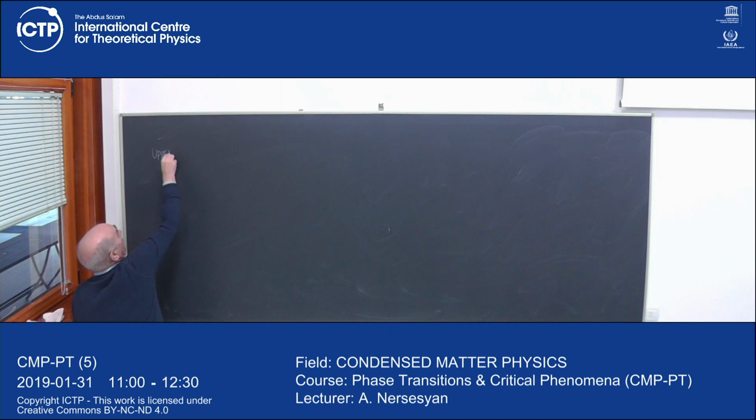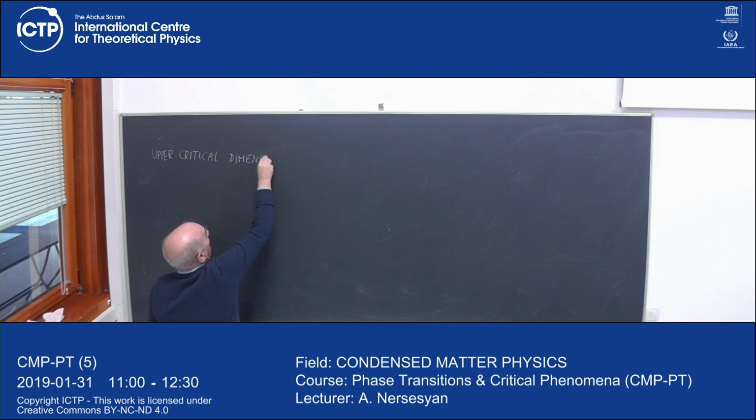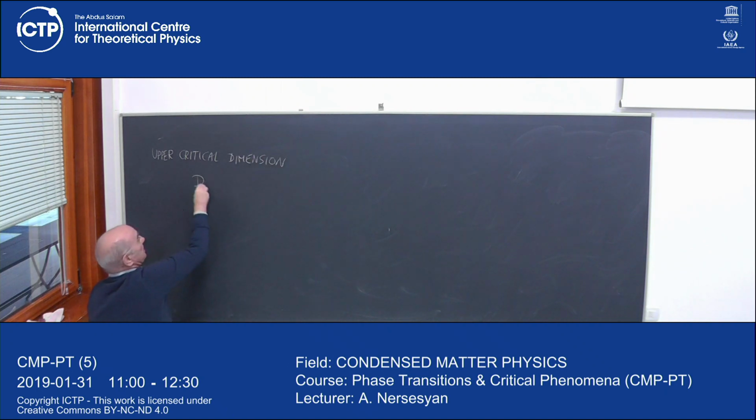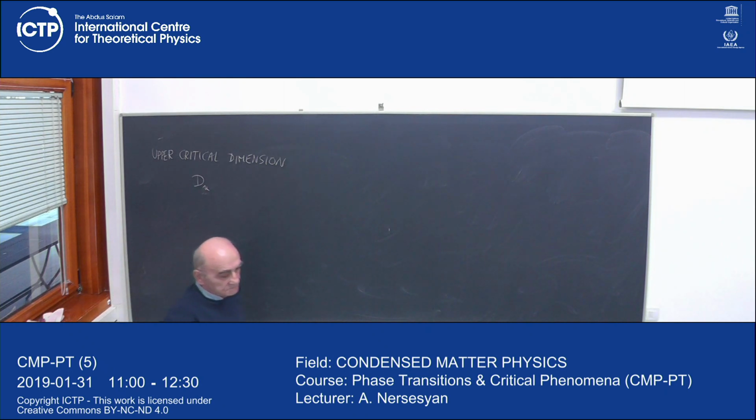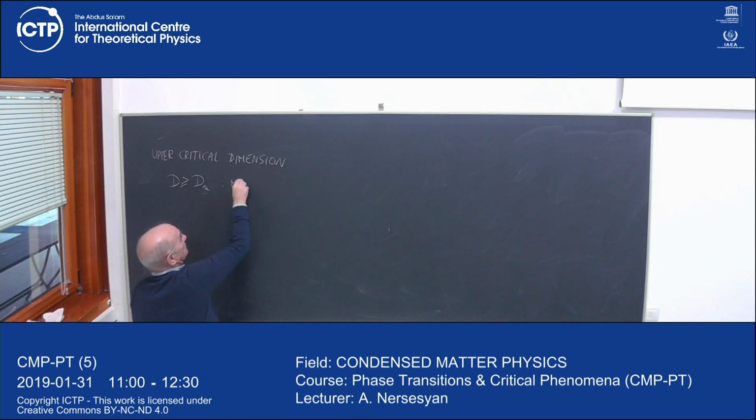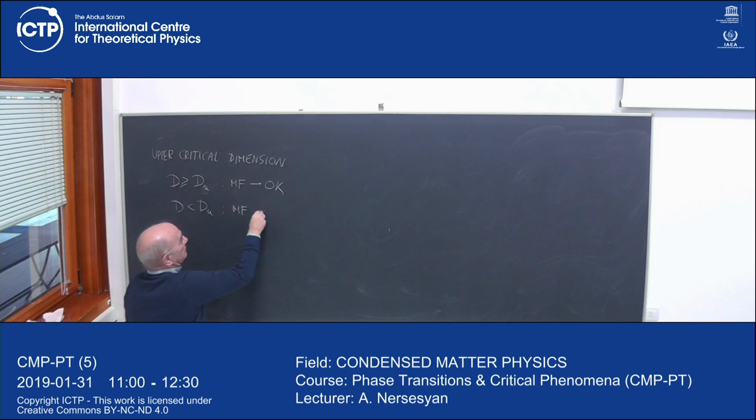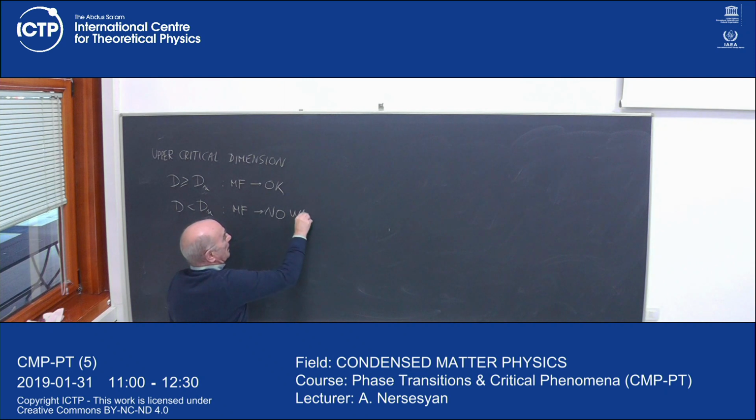upper critical dimension. Let us call it DC, or D alpha if you wish. This is a dimension such that at all D greater than or equal to DC, mean field is okay. It works. For dimensions less than this critical, no way.